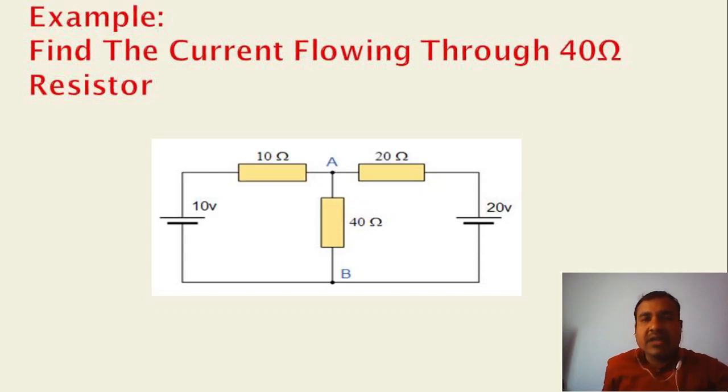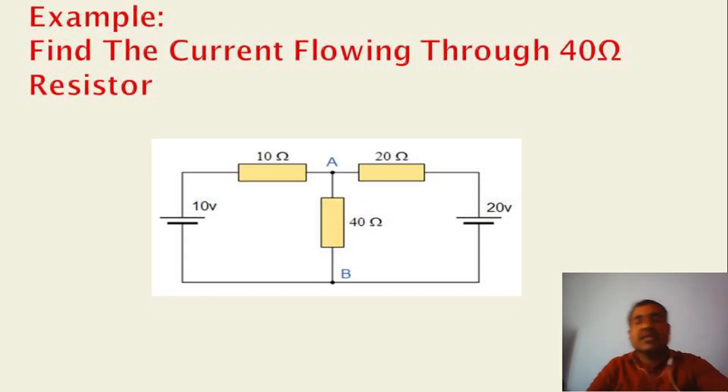So here I have considered a network containing two voltage sources. One is of 10 volt and another is of 20 volt, and there are three resistances: 10 ohm, 20 ohm, 40 ohm. Now here the question is to find the current flowing through the 40 ohm resistance. So now we shall apply Thevenin's theorem to find the current flowing through this 40 ohm resistance.